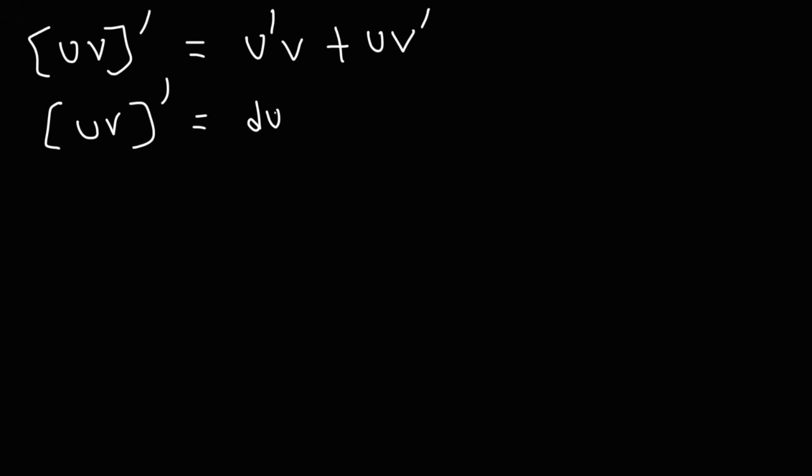The derivative of u times v is going to be, you take the derivative of the first part, u, which becomes u prime, times v, plus u times the derivative of the second part, v prime. So that's the product rule. Now, u prime, if we differentiate it with respect to x, is going to be du dx, and v prime is going to be dv over dx.